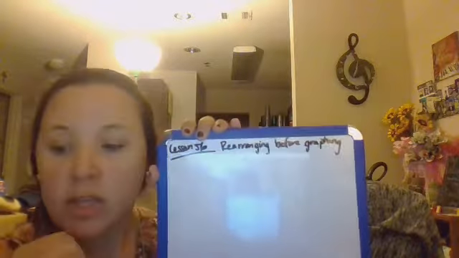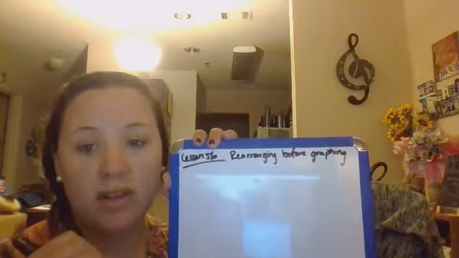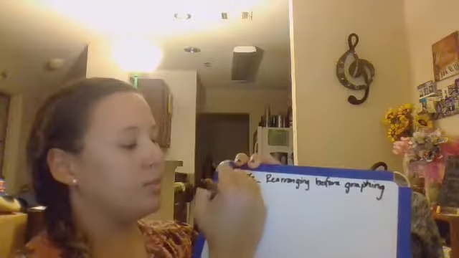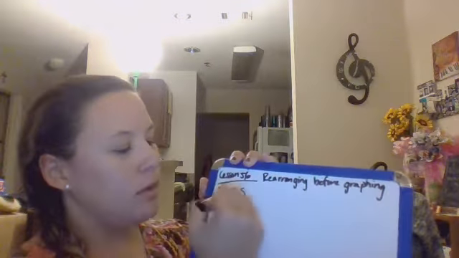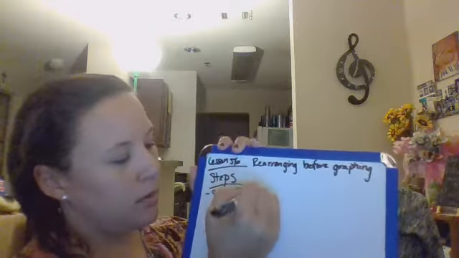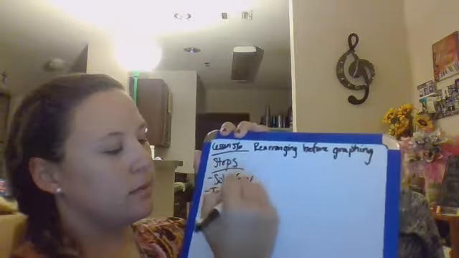So rearranging before graphing. Before, we were given 2 equations, we had to figure out what y was, plug that into the other equation, and we got x. Or we were just given an equation and we plugged in whatever x we wanted and we got y. This is a different way to rearrange before graphing. Our steps are: first, solve for y, then create a table for x, and then graph it.